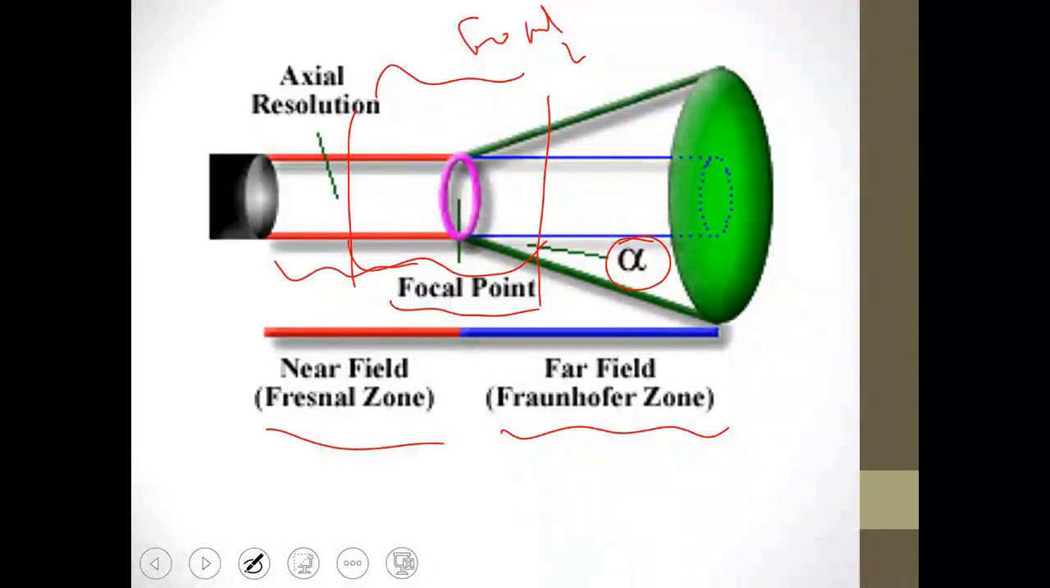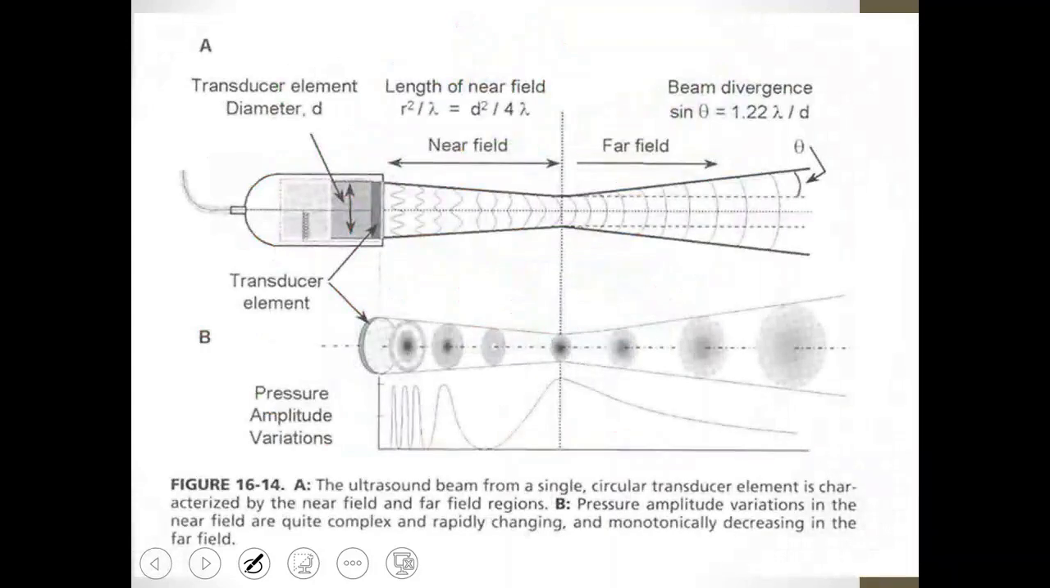The near-field area remains entirely multifocused, as we will discuss later regarding focusing, providing you with high resolution in the near-field area. Now here is your transducer, and here is the near field and the far field. The far field experiences divergence, while the near field experiences convergence.